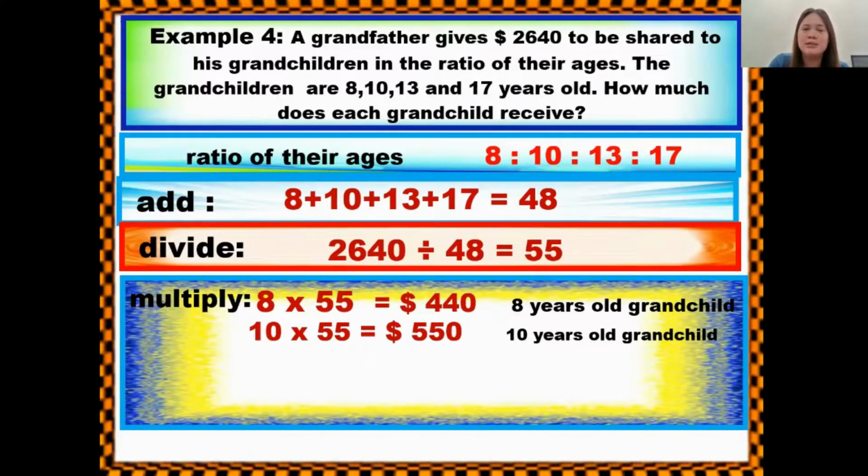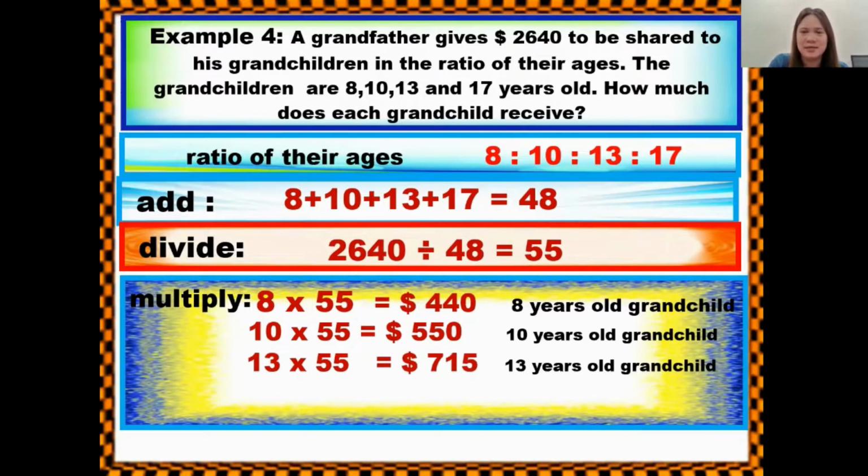And the third one, the 13-year-old grandchild will receive 13 times 55. That's how much? That is $715. And of course, we have the last one. We will multiply 17 times 55. So how much? That's $935.